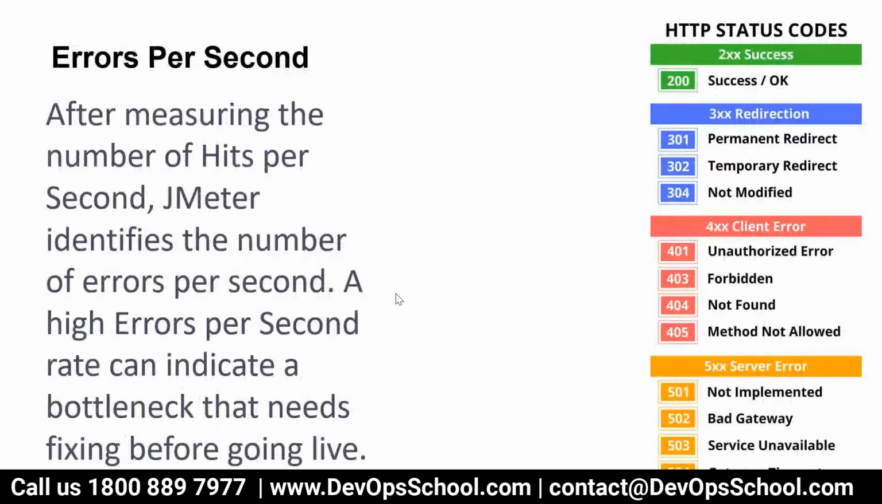Errors per second. Any response status which is 4xx and 5xx is considered to be an error. If I hit your website and I get a 400 error, that means it's not accessible, a client error. Sometimes you have a server error, meaning backend code issues, then I get a 5xx error. So it's like a server error. How many errors you are getting per second out of, let's say, 100, 200, 500, that is one thing.